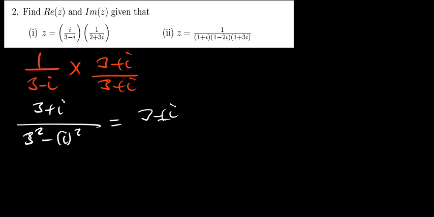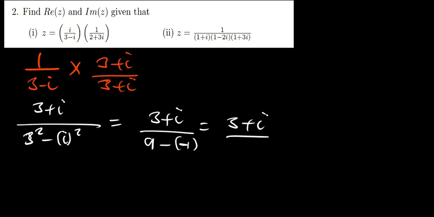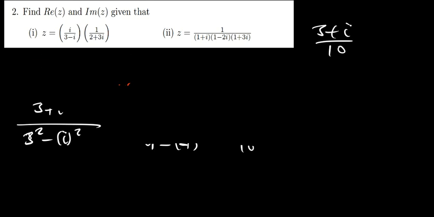So we'll have 3 plus i divided by 3 squared, which is 9. Then here I'll have i squared, which is negative 1, so I'll end up having 10. So now the first part is 3 plus i divided by 10, like that. I need to work out the second part and then I multiply them.